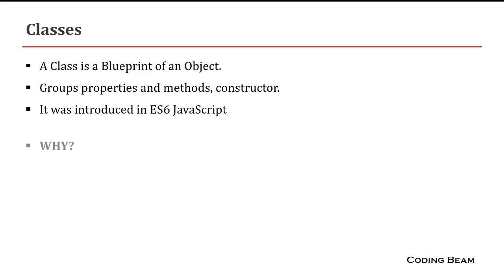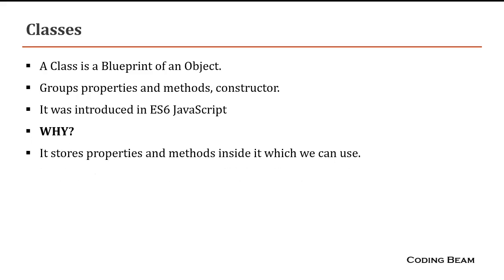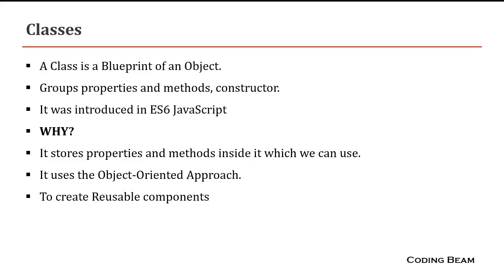But why do we need classes? They store the properties and methods inside a group, which is a class, which makes them easier to access and modify. It uses the object oriented approach like encapsulation, abstraction, inheritance and polymorphism, and classes are the fundamental entities used to create reusable components. So these are about the classes.